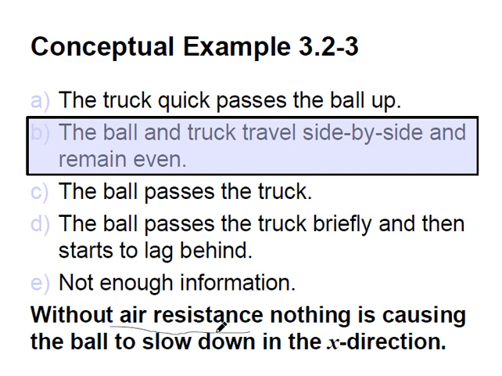If you don't have air resistance, your velocity is not going to get affected, and that is the main point of it. Without the air resistance, nothing is causing the ball to slow down in the direction it's traveling. So therefore, your ball and the truck are going to travel side by side and remain even. Isn't that so weird?